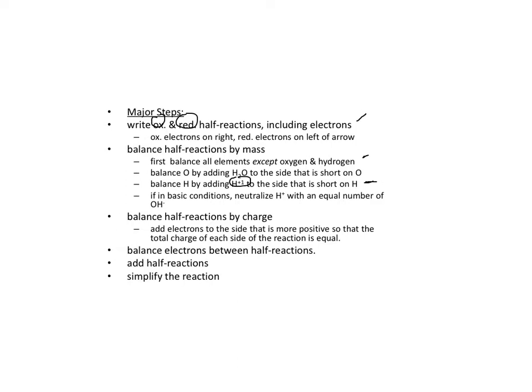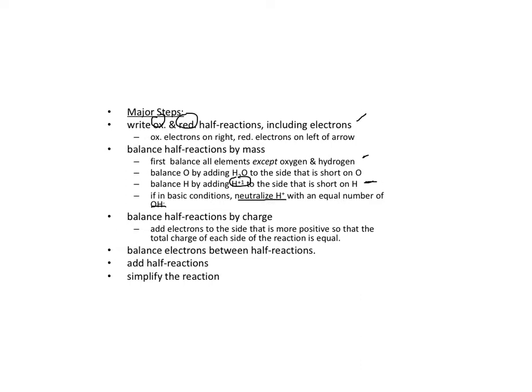If it's in a basic environment, then you're going to want to neutralize each hydrogen ion with an equal number of hydroxides. But remember, if you add something to one side, you've got to add it to the other. So if you add 8 hydroxide to the left, you've got to add 8 hydroxide to the right.